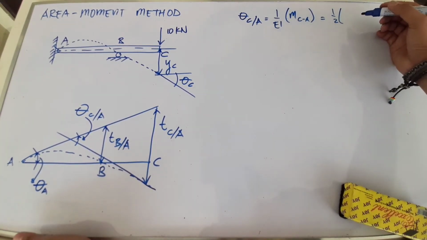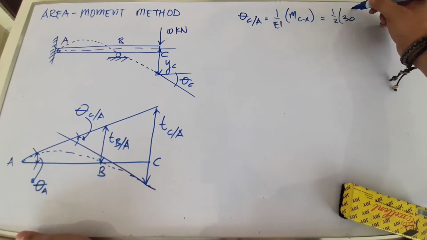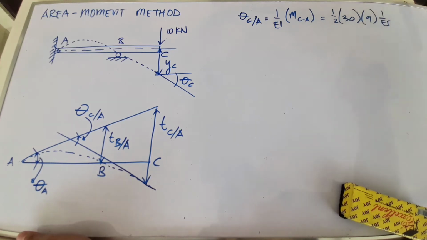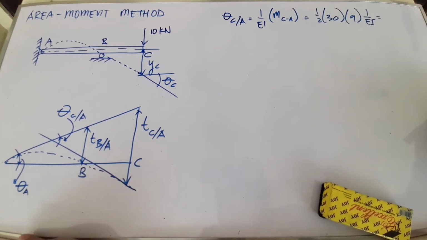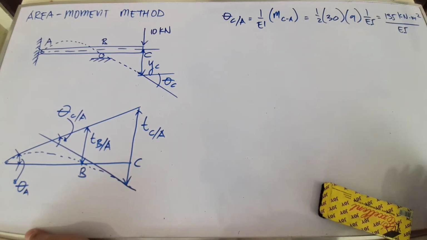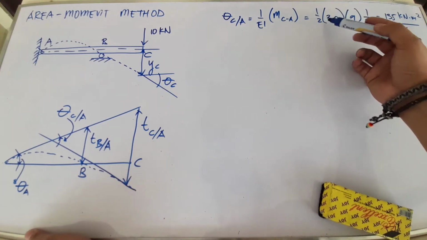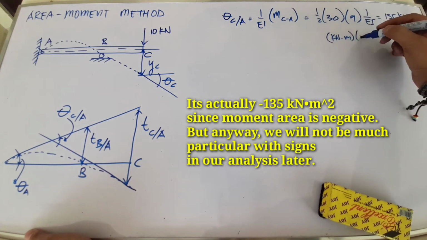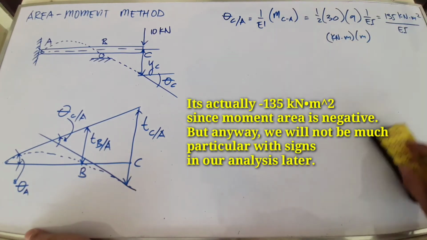So you have 1/2 times 30 times 9 over EI, which is equal to 135 kilonewton meter square divided by EI. Meter square kasi itong 30 na kilonewton na yan times meter times pa ng meter, kilonewton meter square.